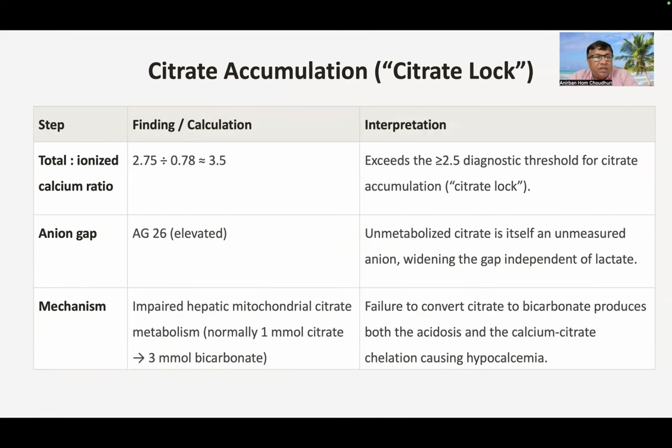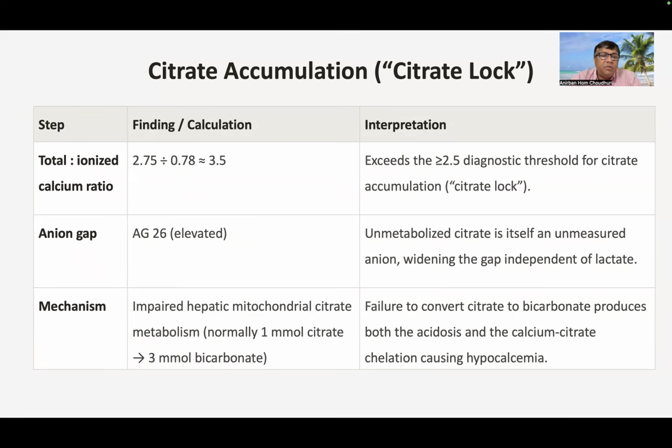Now here, if you see, the total to ionized calcium ratio is 3.5, which exceeds the 2.5 diagnostic threshold for citrate accumulation or citrate lock. And the anion gap is 26, which is elevated. So this unmetabolized citrate is itself an unmeasured anion, and this widens the gap independent of lactate. So the mechanism includes an impaired hepatic mitochondrial citrate metabolism.